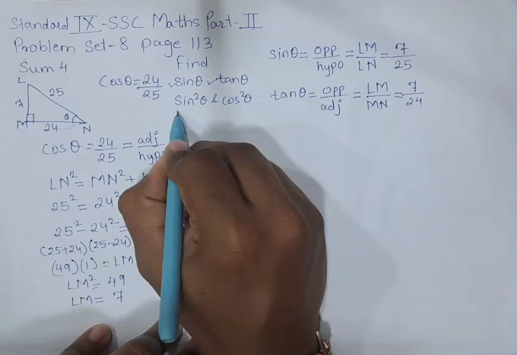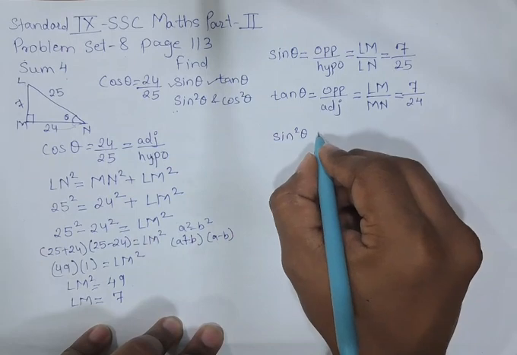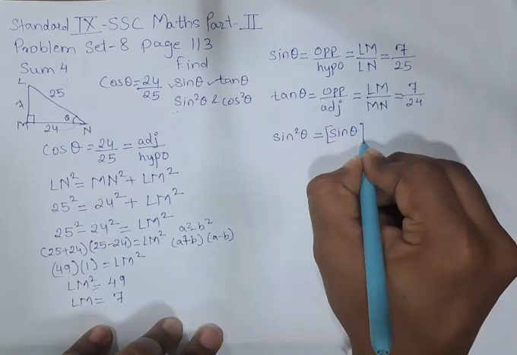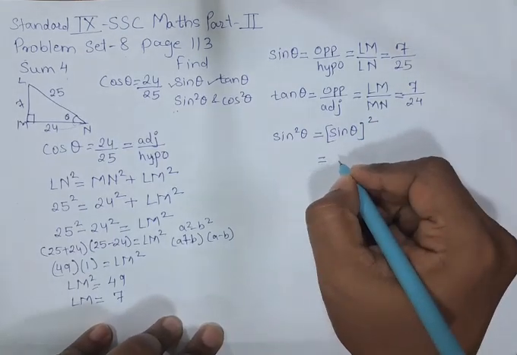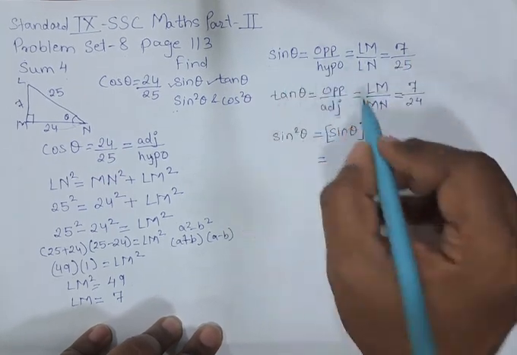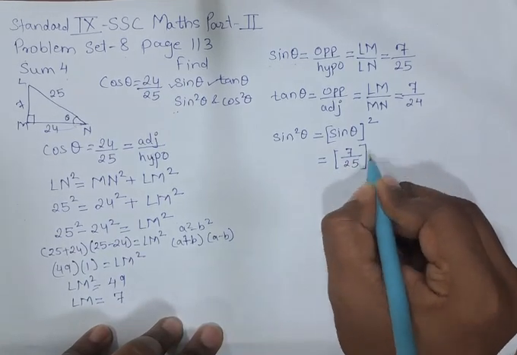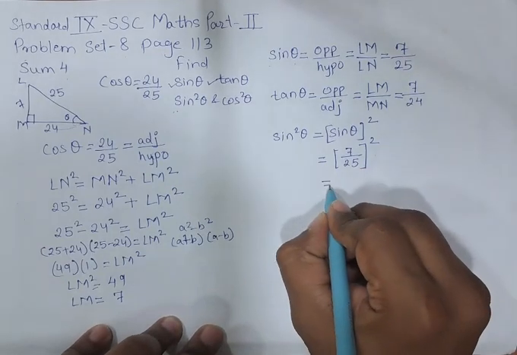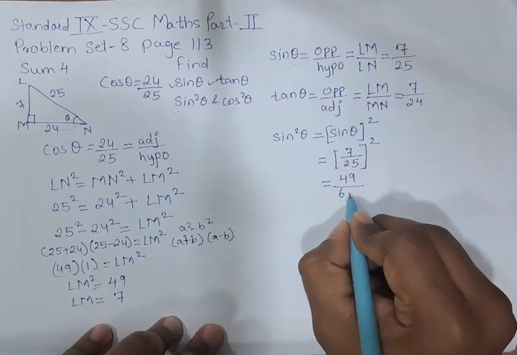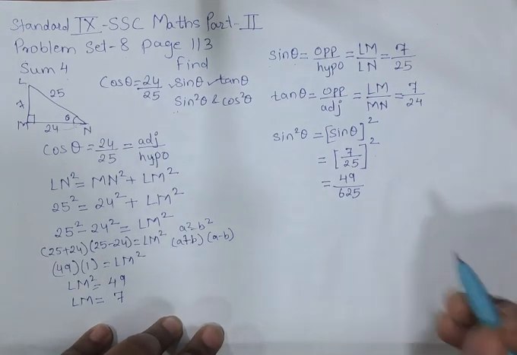Now we'll start with sine square theta. Sine square theta can also be written as sine theta the whole square. We write the value of sine theta as 7 upon 25, which we have already found. So 7 upon 25 the whole square is equal to the square of 7, which is 49, and the square of 25, which is 625. So sine square theta is 49 upon 625.